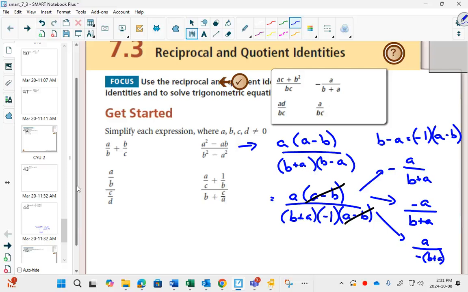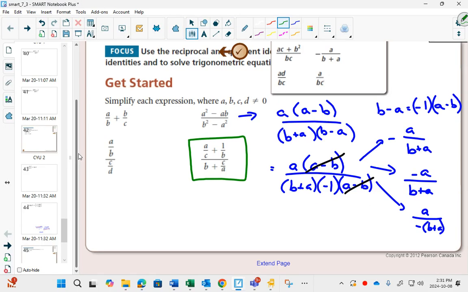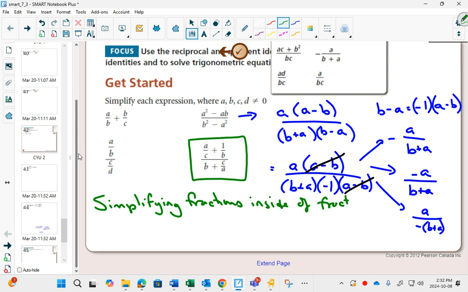And what we're going to notice happens a ton in this unit is this example. When you have fractions inside of fractions, okay? There's lots of ways you can work with this, but I'll give you some steps of what to do if you have fractions inside of fractions.